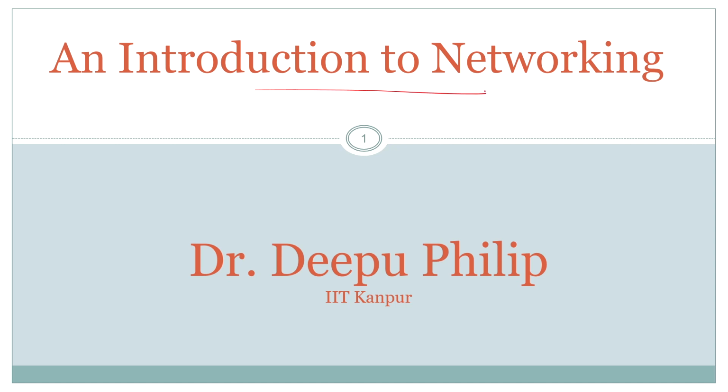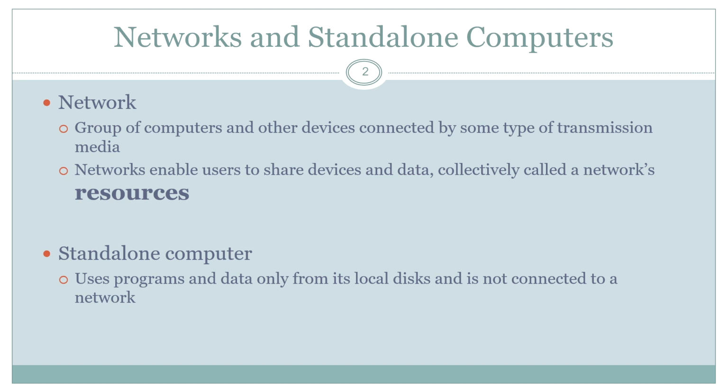Okay. So today's lecture is Introduction to Networking, and we will try to make it as simple as possible. Let's start with the two major aspects, networks and standalone computers. A standalone computer, in the simplest sense, uses programs and data only from its local disks or internal storage. It can be hard disks, floppies, SSD, that is solid state drives, etc., and is not connected to a network.